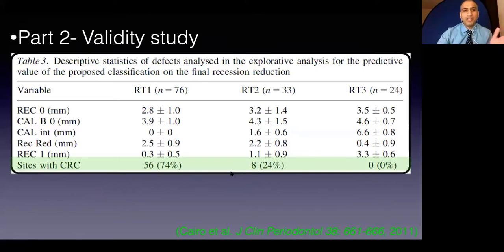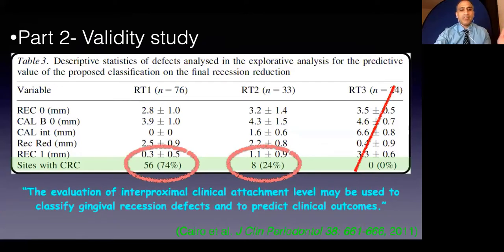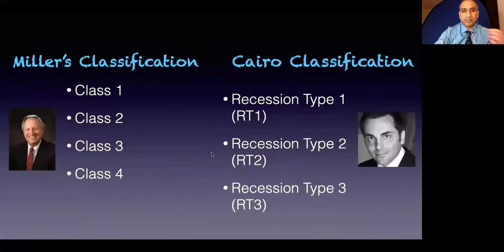As far as mean root coverages go, we're looking at almost 85 to 90% in terms of mean defect coverage for an RT1 recession, and about 66, 67% for an RT2 recession defect. So they concluded that the evaluation of the interproximal clinical attachment level can be used to classify gingival recession defects, and more importantly, to predict clinical outcomes. I mean, what better than a classification system that can actually give you some idea of what result to expect? It's a great way to communicate with referring dentists. It's a great way to set up patient expectations as well.